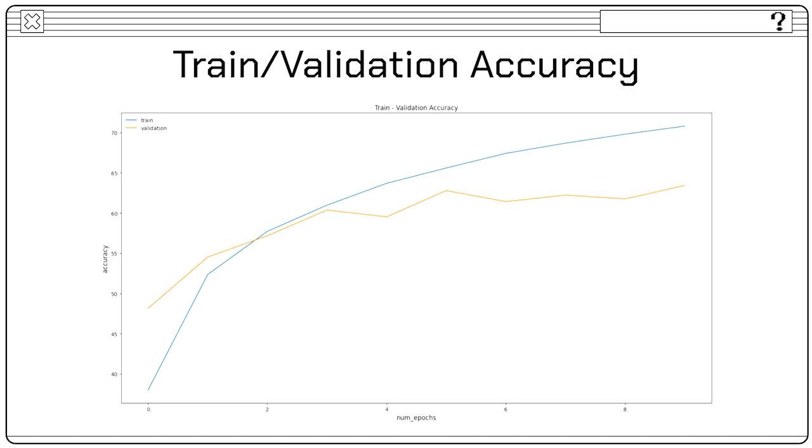As for the accuracy of the model, we can see that both the train accuracy and the validation accuracy increase as the number of epochs increases.